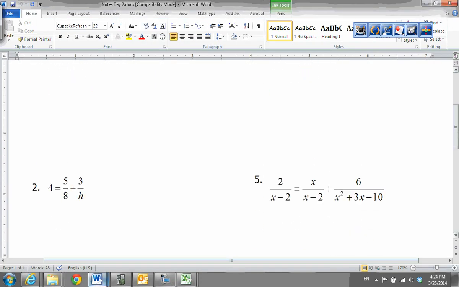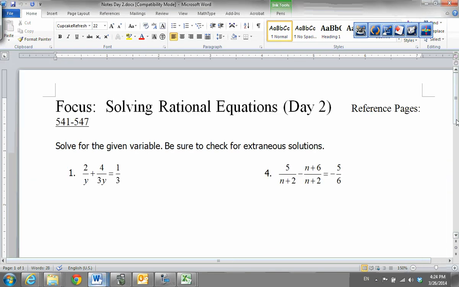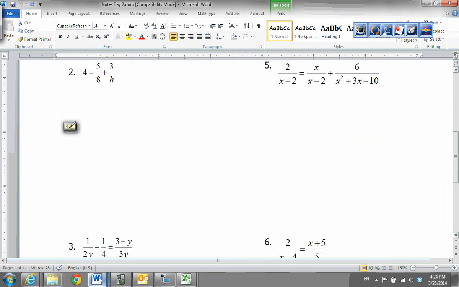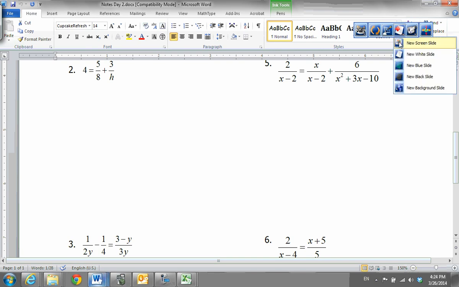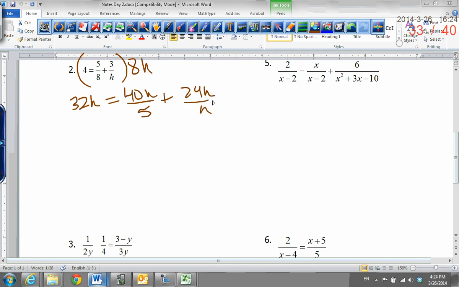Okay, let's go to number 2. I'm going to zoom it out just a little bit. It's a little large. That's good enough. Okay, on number 2, we need to multiply everything by 8 and h. So I get 32h equals 40h over 5 plus 24h over h. So the h's cancel. 40 over 5 is 8, so I get 32h equals 8h plus 24.